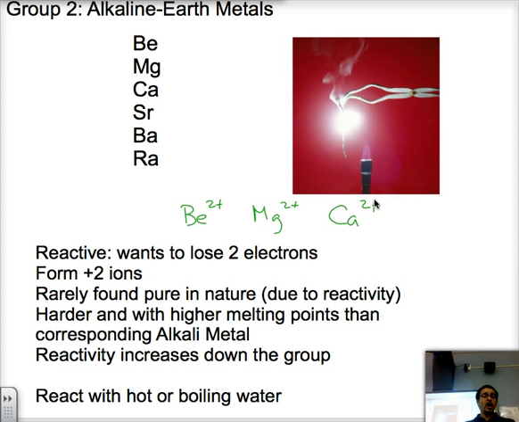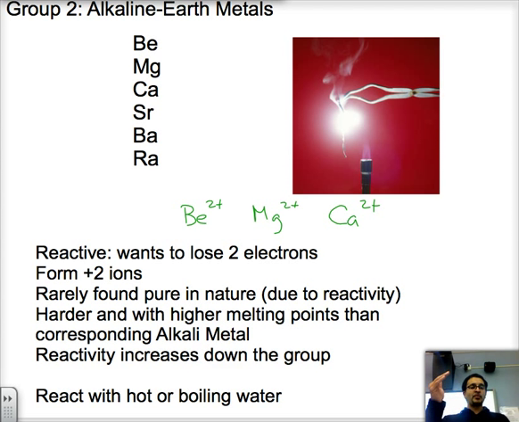All right, they are reactive. They are normally not found pure in nature, but there are some small pockets where you may find some of these elements. Again, it's because they're too reactive. They're harder and have higher melting points than the alkali metals, and their reactivity increases as you go down the group, just like the reactivity of the alkali metals.